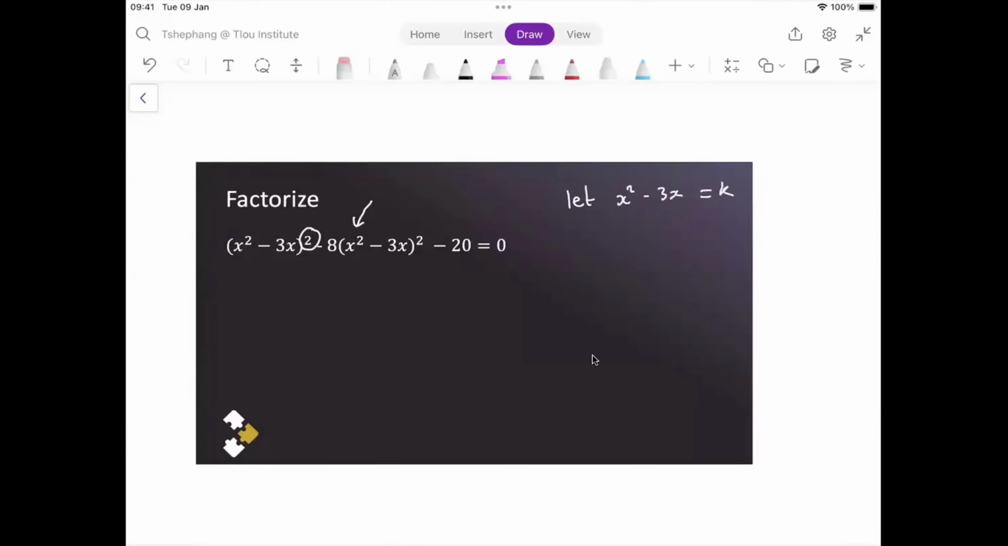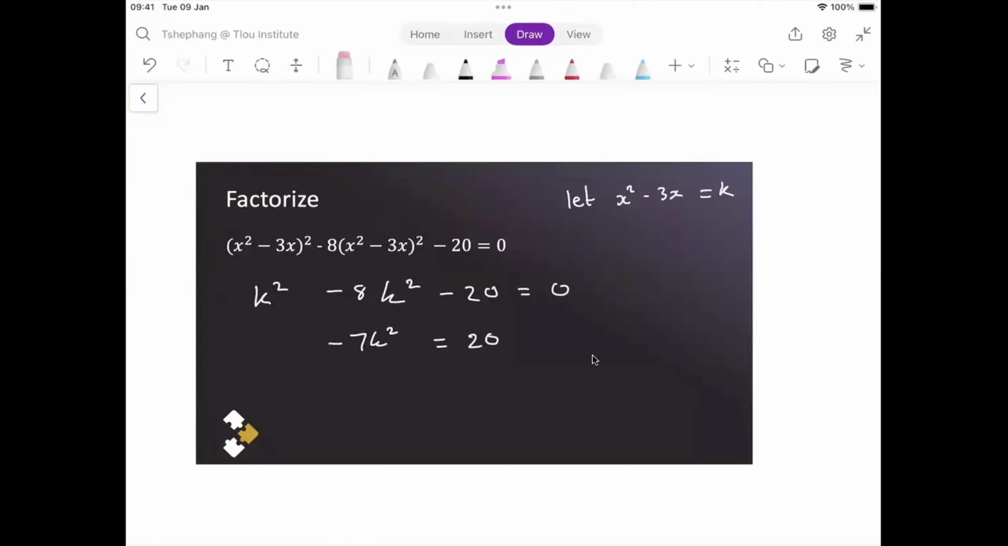The reason I'm saying it's equal to k is so that I can have k squared minus 8k squared minus 20 is equal to 0. Hope everyone is with me. Because x squared minus 3x is equal to k. But there's a 2 there, and there's another 2 here. Now, let's simplify this. What are we going to have? We're going to have minus 7k squared is equal to 20.